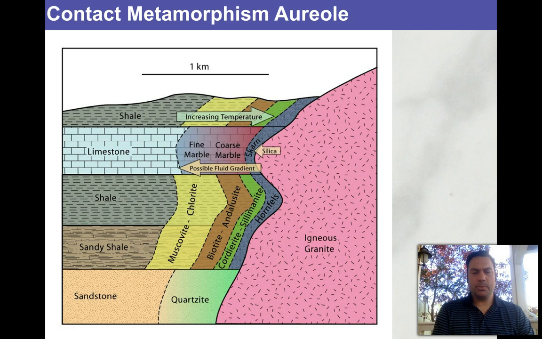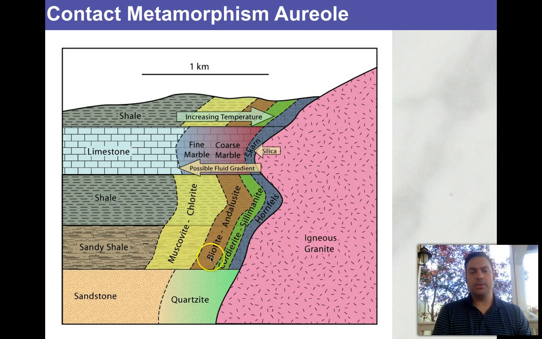And the kind of alteration we get is kind of predictable. You know, we have an igneous granite here. Out here we'd see maybe bands of shale, sandy shale, some sandstone, limestone. And what would we get as we get close to the igneous granite? Well, in the case of the shale, it's going to go to a muscovite chlorite. That's going to go into a slate. And then you're going to see the biotite and andalusite. That's going to be closer to a phyllite into a schist.